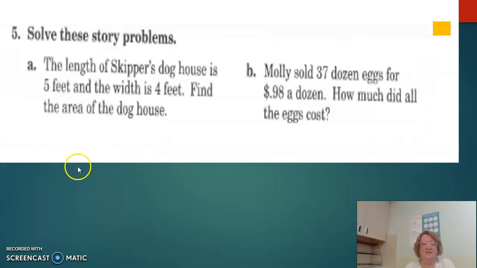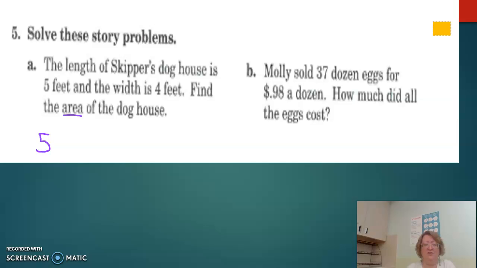All right, the last thing that we're going to do together today are these 2 story problems. The length of Skipper's doghouse is 5 feet and the width is 4 feet. Find the area of the doghouse. So what are we trying to solve for, class? We're solving for area.